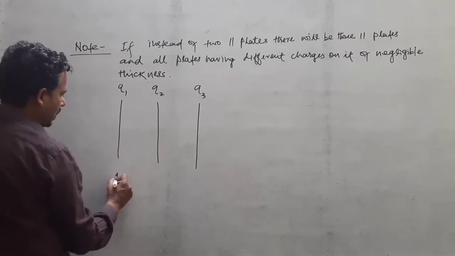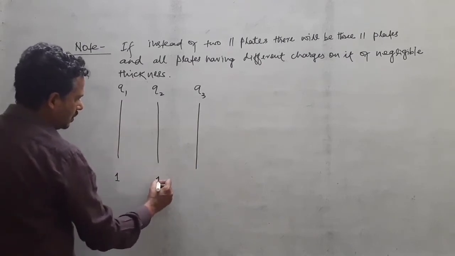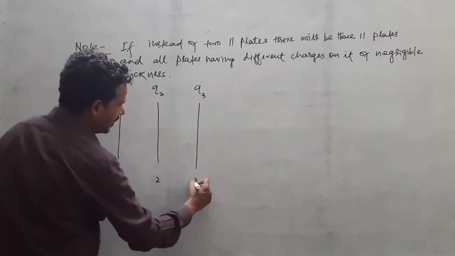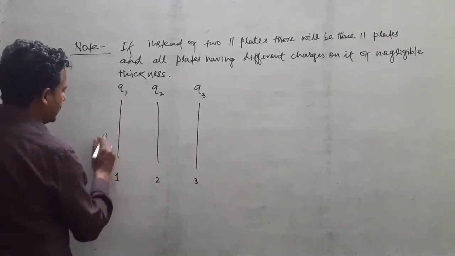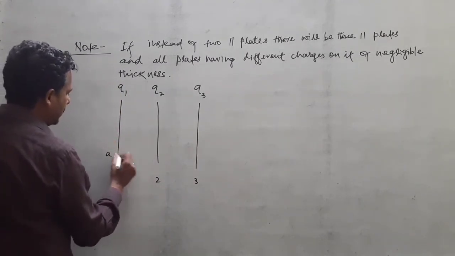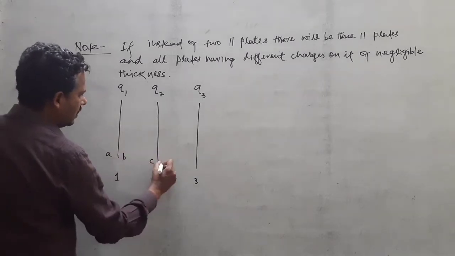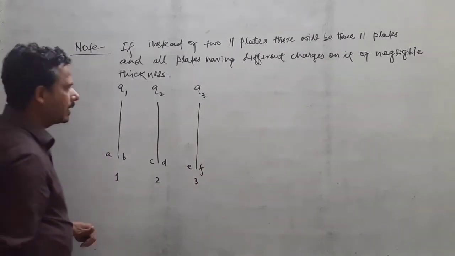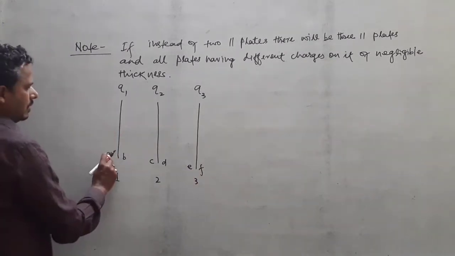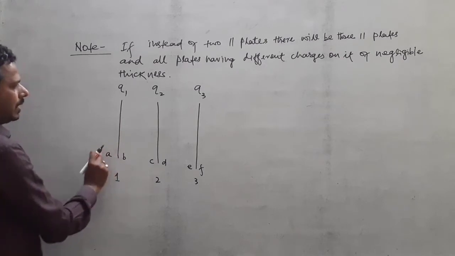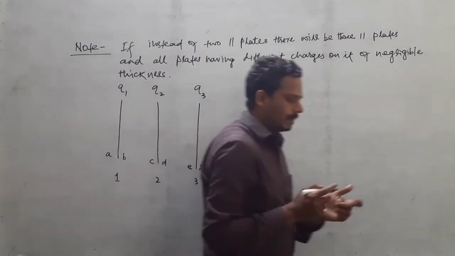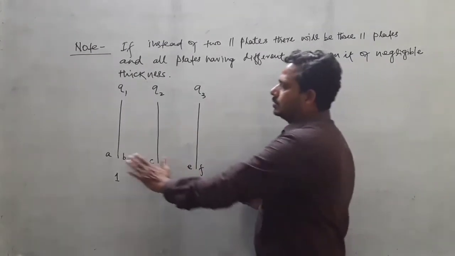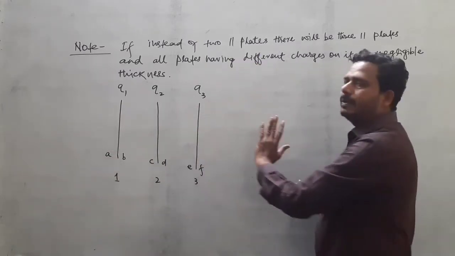Suppose this one is plate 1, plate 2, and this one is plate 3. Suppose the plate faces are named A, B, C, D, E and F. So I want to find Q1A. So the charge on A directly, see, using the previous concept, here we will get directly the charge on face A using the previous concept.